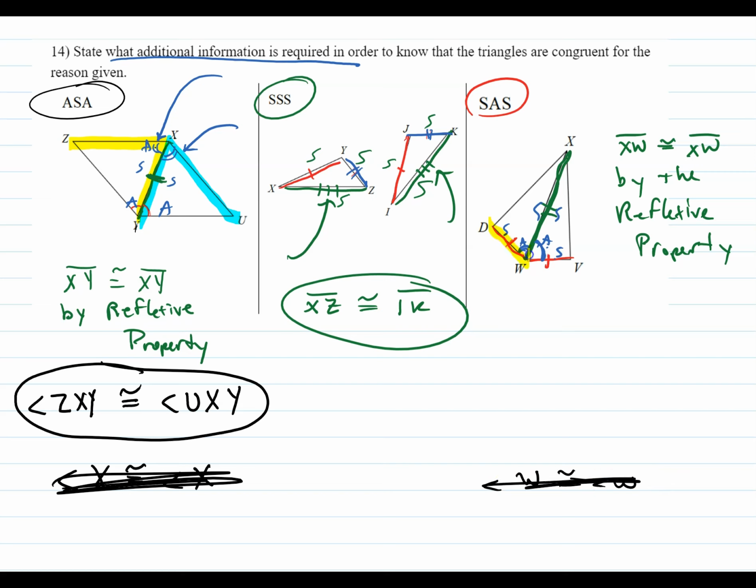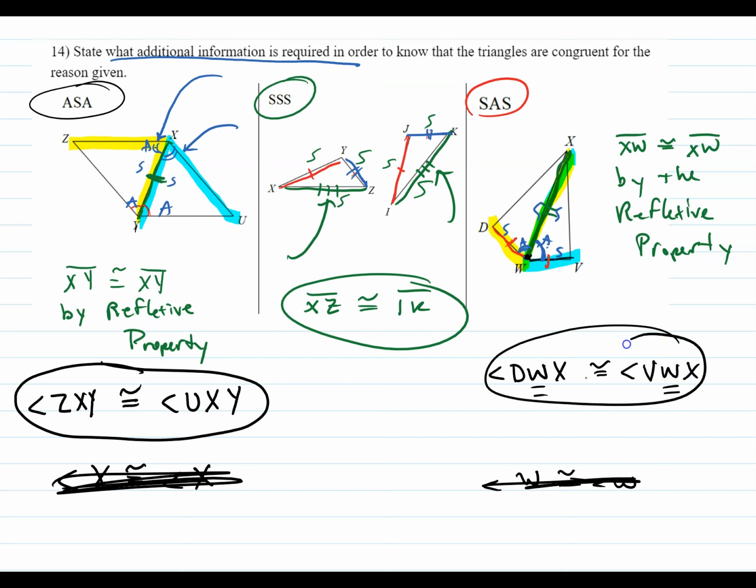So to get specific, the angle W on the left, named with 3 letters, would be DWX. Angle DWX. You put the angle at the center, or the vertex, right in the middle of naming it. And that would be congruent to angle VWX. Angle VWX. Again, you put the angle vertex in the middle of naming it. And so that's what I would need to know. I had to add that into the diagram in order to use SAS.